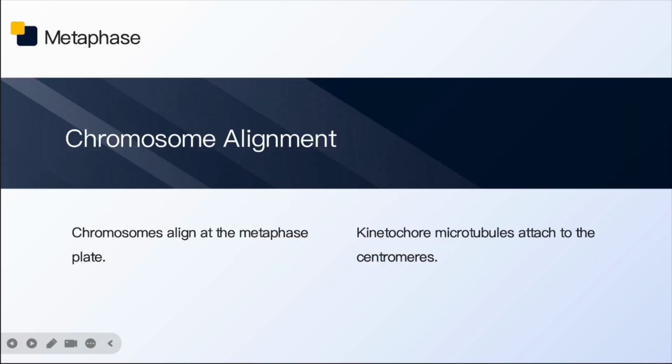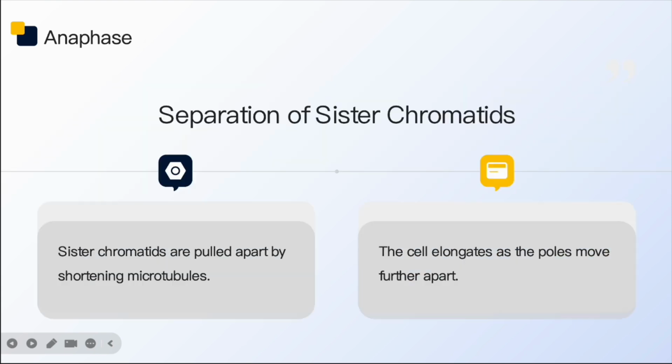Then is the metaphase. All chromosomes align on the equatorial plane of the cell, forming the metaphase plate, and the cell is in the most stable state of division during this stage. Then is anaphase. Sister chromatids separate and move towards the opposite poles of the cell. This process is achieved through the contraction of microtubules.